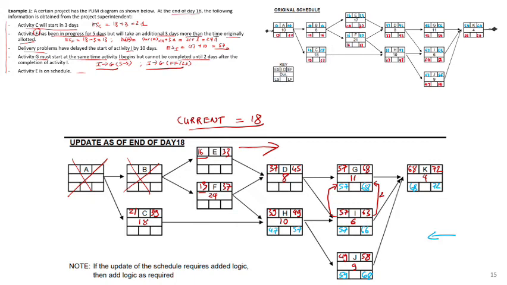Go to activity D. D has 2 successors. So if you go from G, you got 57. If you go from I, you got 57. So they are the same. Take 57, and then minus 8, you got 49.